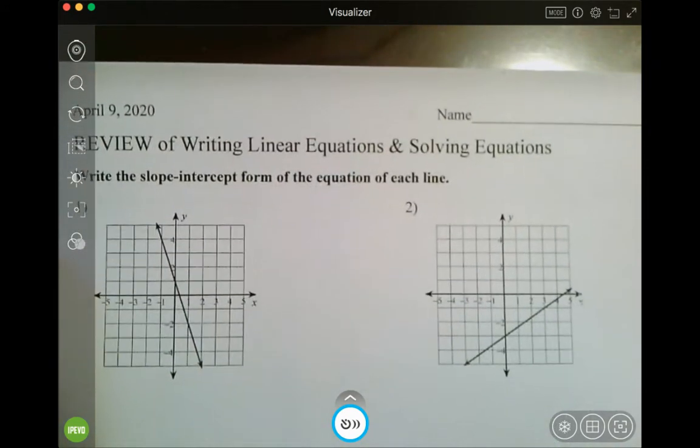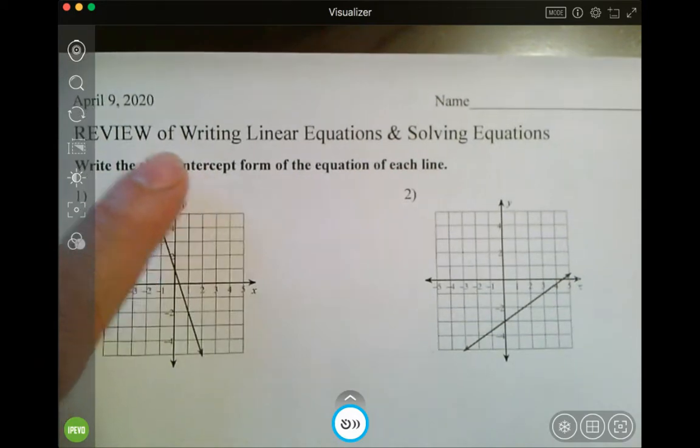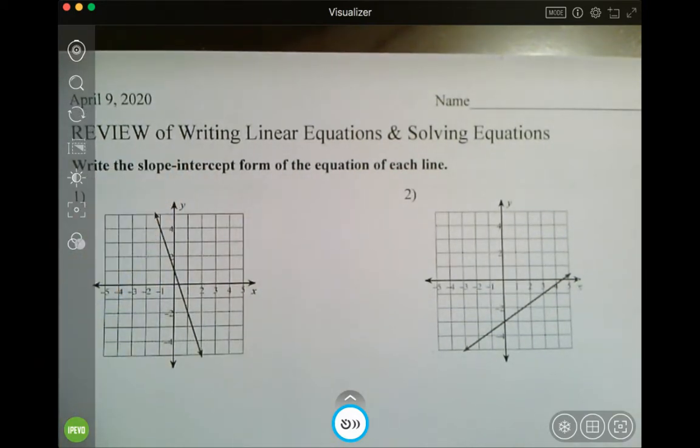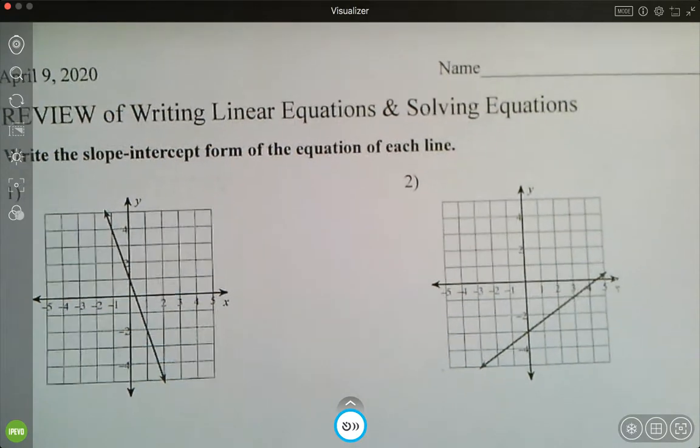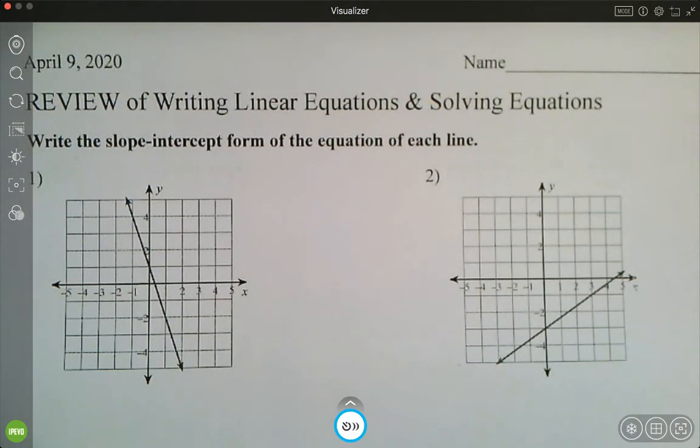We're going to be reviewing writing linear equations and actually just solving a few linear equations, just because it's kind of fun to solve an equation, and we haven't done one of those in a while, so I thought that'd be kind of interesting to throw in here.